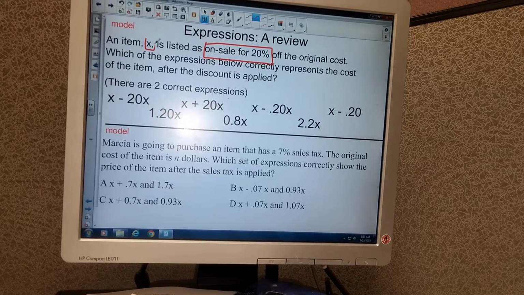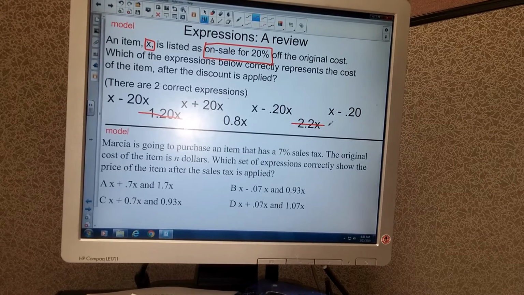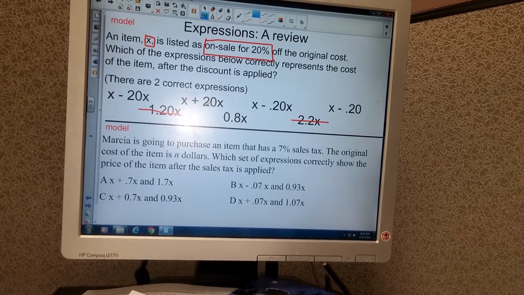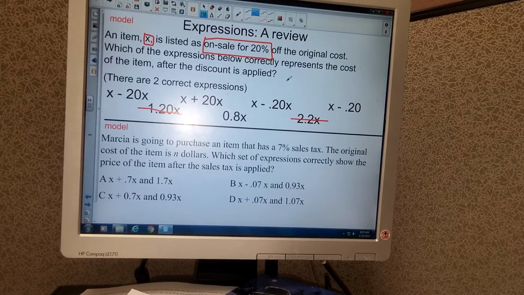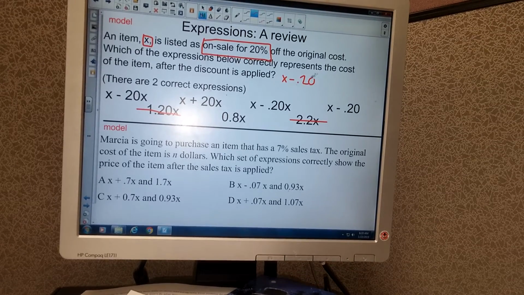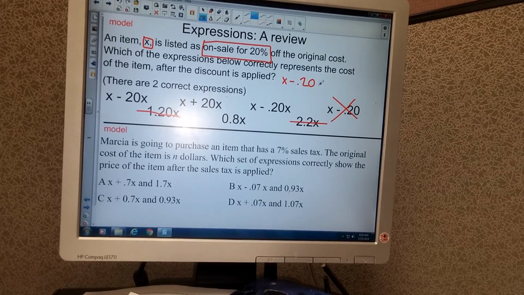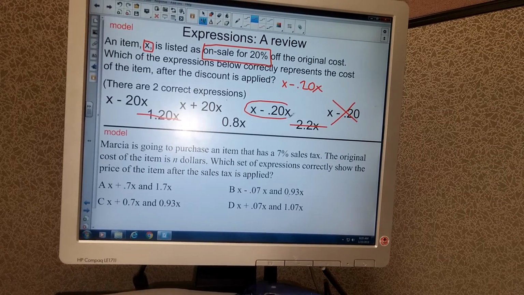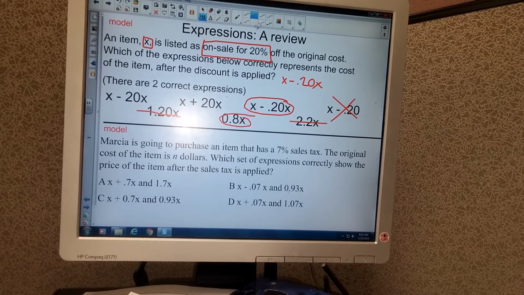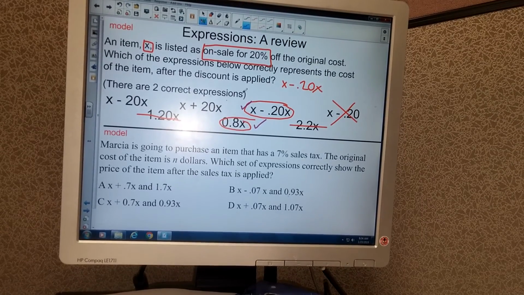If the original amount is x, that means A is wrong because that's more than the original amount. This is wrong because it's more than the original amount. Okay, now we're stuck between a couple different choices. The easiest one to think about here is we have the original price. It's getting 20% off. What's written here represents 20 cents off. It is not a 20-cent discount. It's 20% of the original price, leaving us here. 1x minus 0.20x is 0.8x. So both this expression and this expression correctly represent what we're looking for.